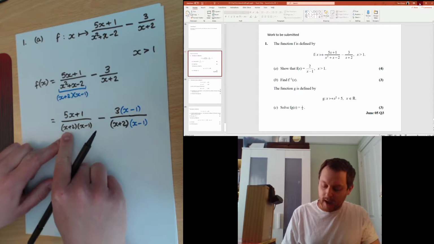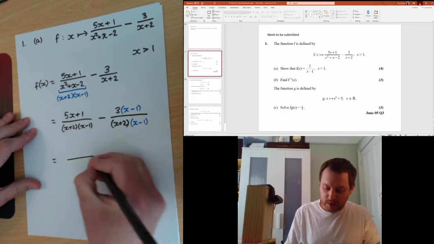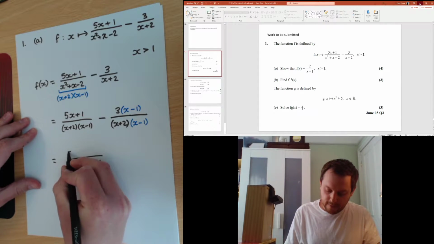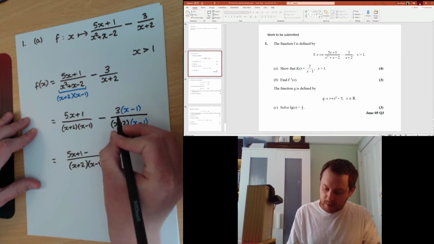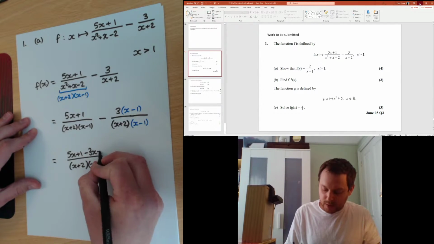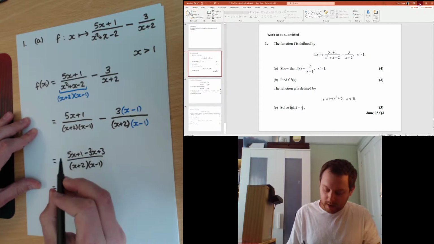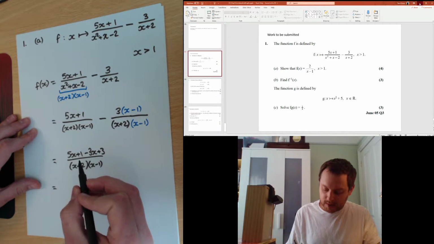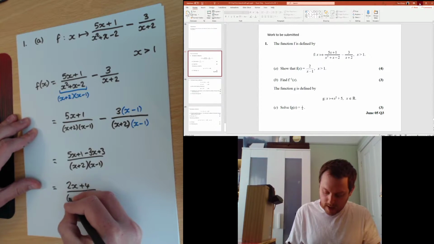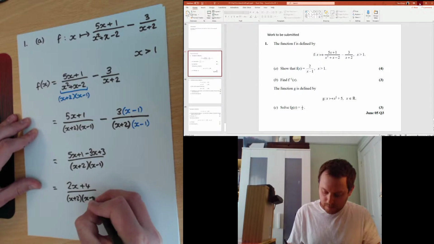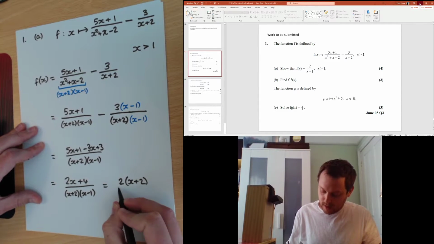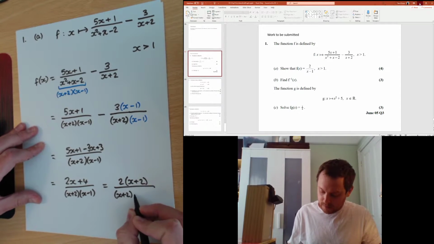Okay, so what we'll do is write it with a common denominator, so x plus 2, x take 1. This is 5x add 1, take away, I'm just going to do this in one go, 3x, and then minus 3 lots of minus 1 is plus 3. Then I'm going to simplify the top, so that's 5x take away 3x is 2x, 1 add 3 is 4, over the bottom, which is x plus 2, x take 1. Which is equal to 2 lots of x plus 2 all over x plus 2, x take 1.